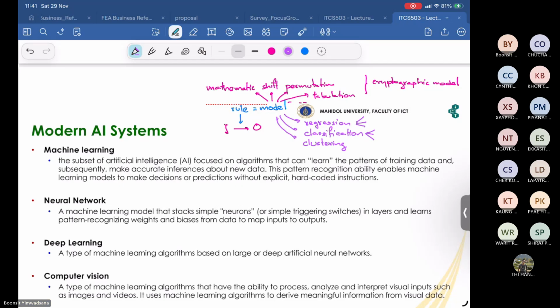boosting, also neural networks. For clustering, we have k-means, we have some other techniques. I forgot the name, but there are several submodels in here. All of these are called machine learning models.